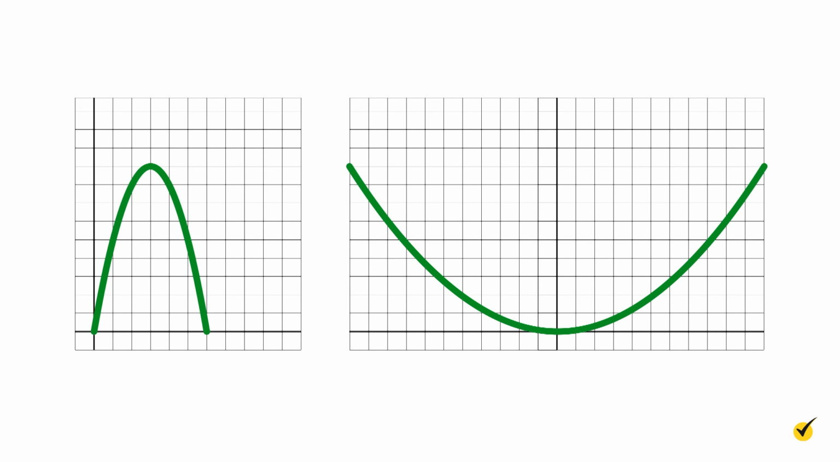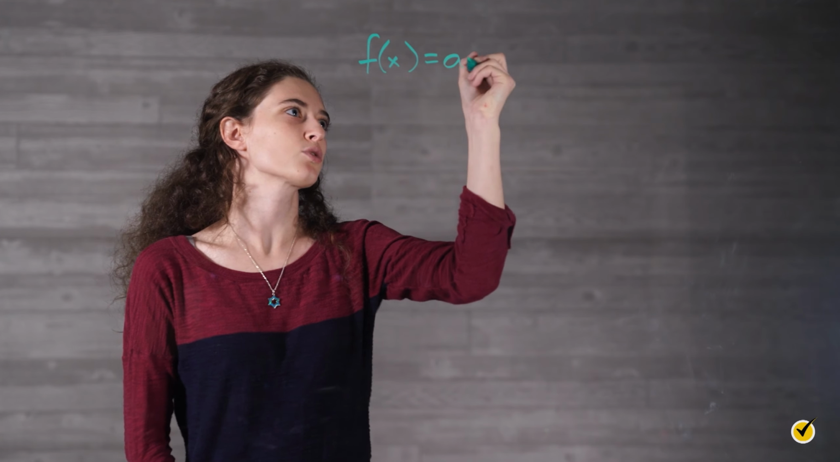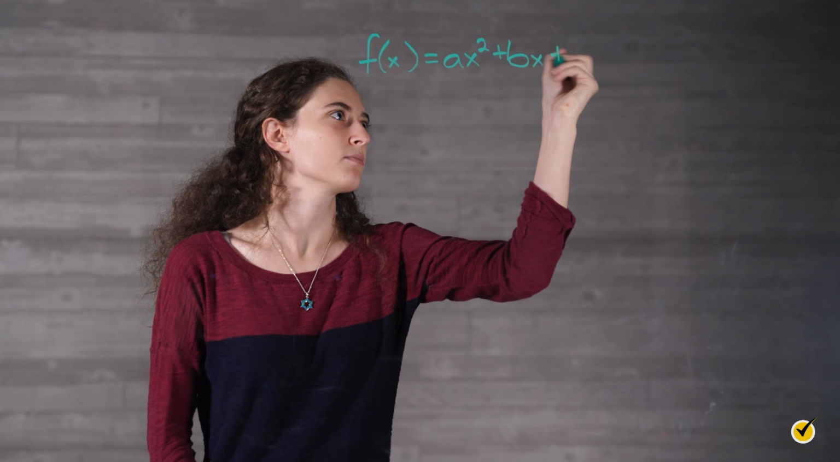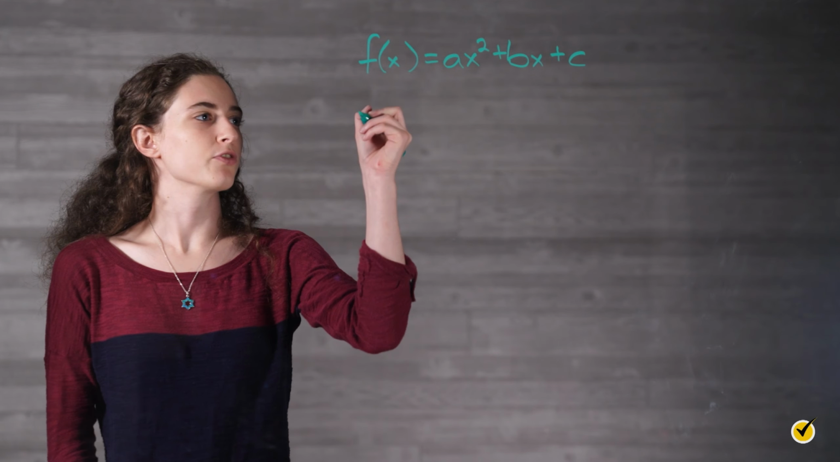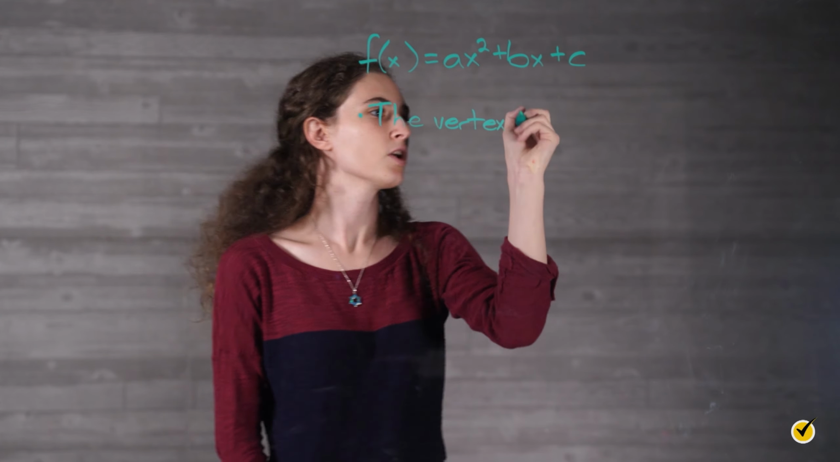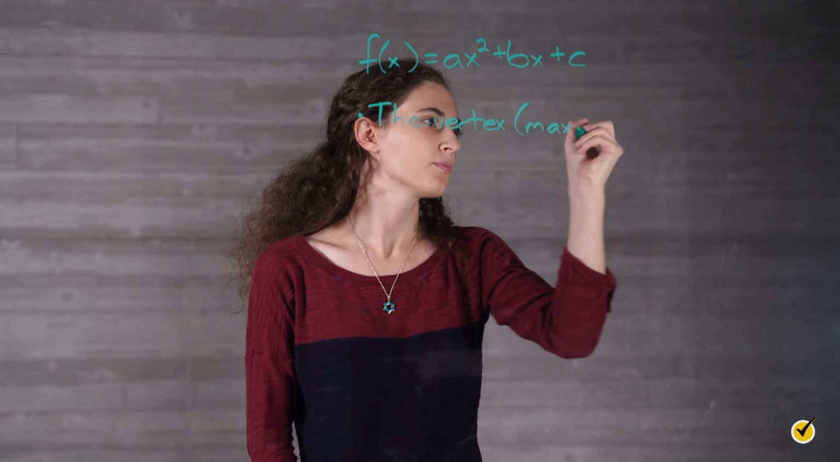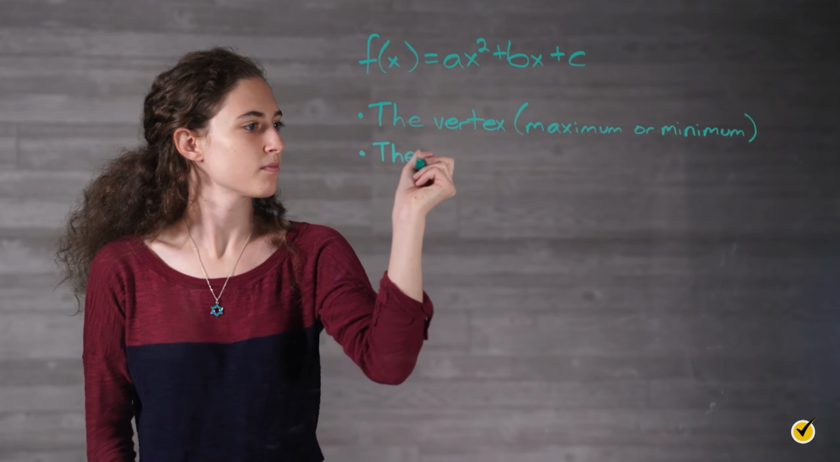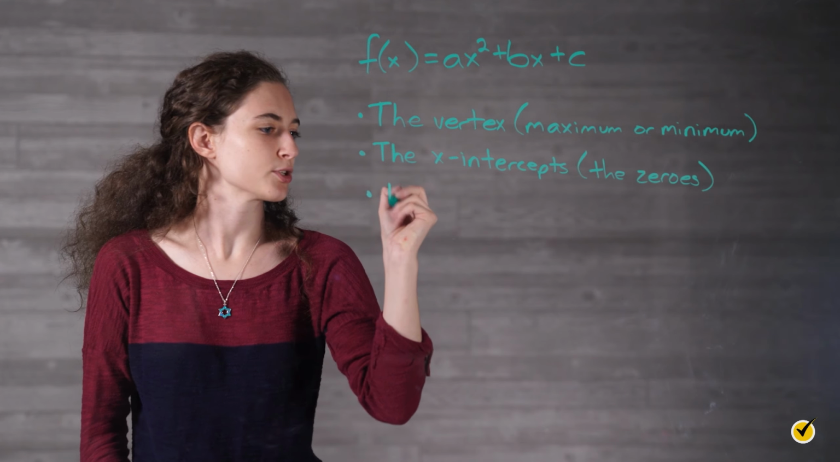Equations for these functions generally look like this. F of x, or sometimes y, equals ax squared plus bx plus c. And their graphs form a characteristic shape called a parabola, which looks something like this one. The different characteristics of quadratic functions that are most commonly analyzed are the vertex, which is the maximum or minimum value, the x-intercepts, which are also known as the zeros, and the axis of symmetry.